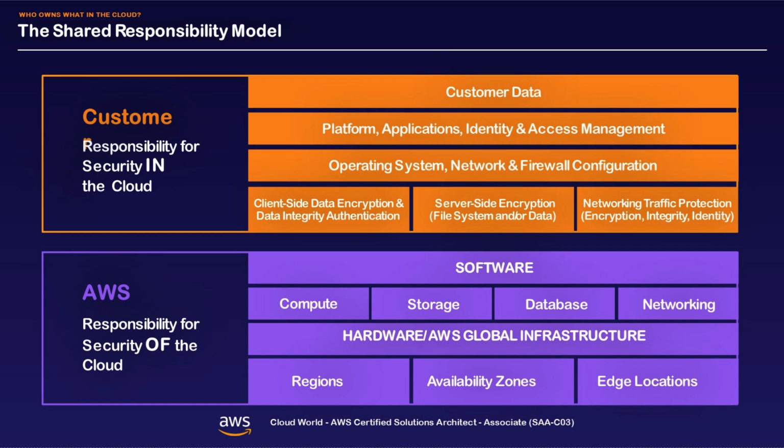So what are you responsible for? Well, you're responsible for what you do with the cloud. You're responsible for the security in the cloud. So you're responsible for your customer data. You don't want to store that in a place that's publicly accessible where anyone can download it. If you do that, that's your fault. That's not Amazon's. You're responsible for things like your platform, the applications, and identity and access management, which we're going to cover off in the next section. You're responsible for the configuration of the operating systems on your virtual machines, and the network and firewall configurations. You're responsible for client-side encryption as well as server-side encryption. And you're also responsible for generally just protecting your network traffic.